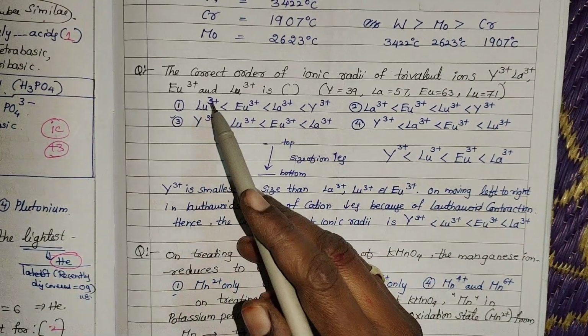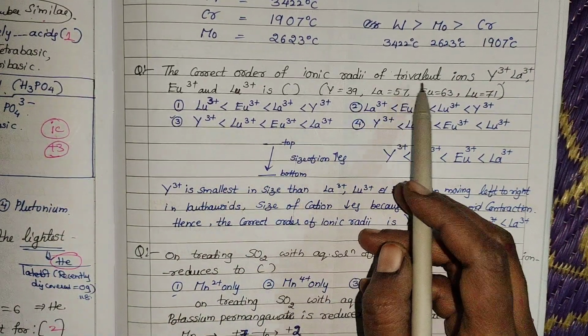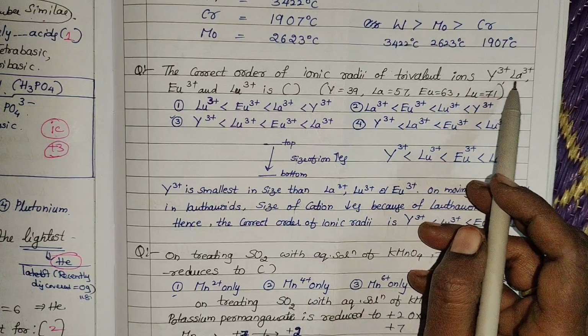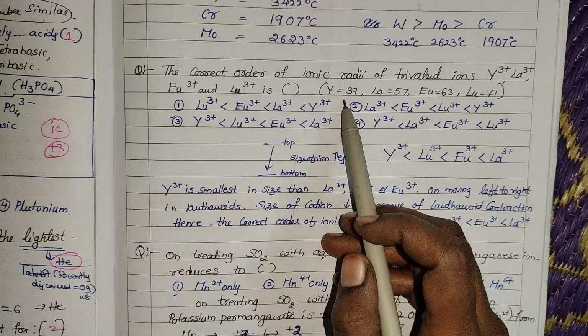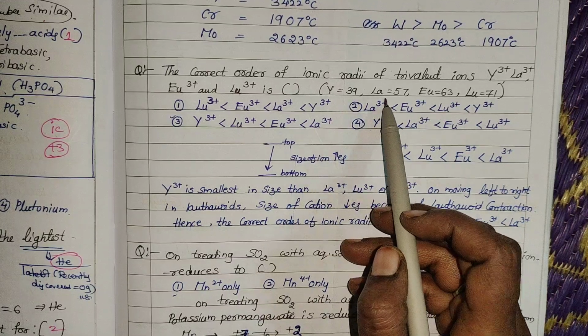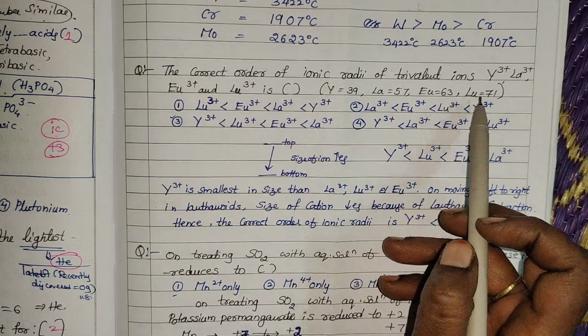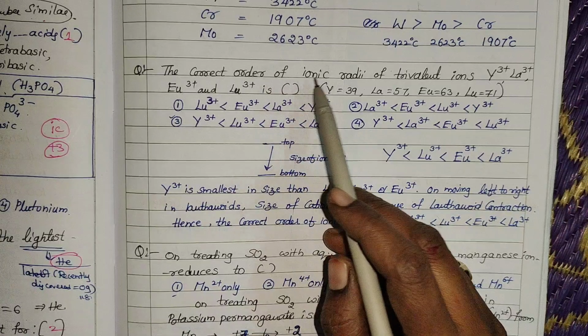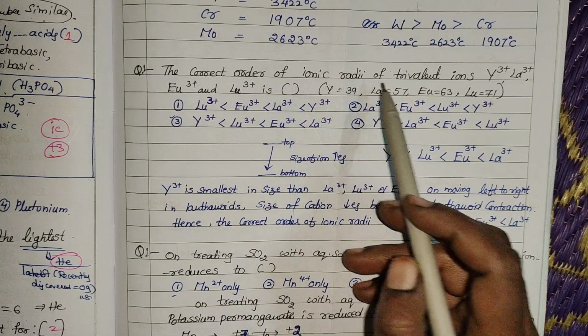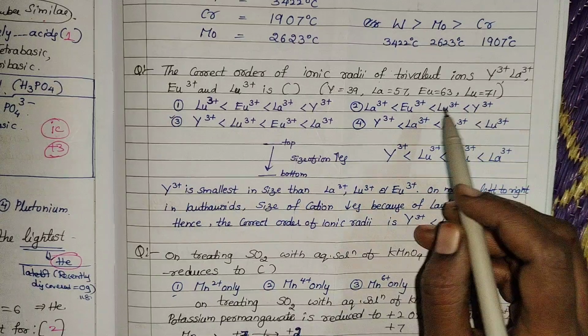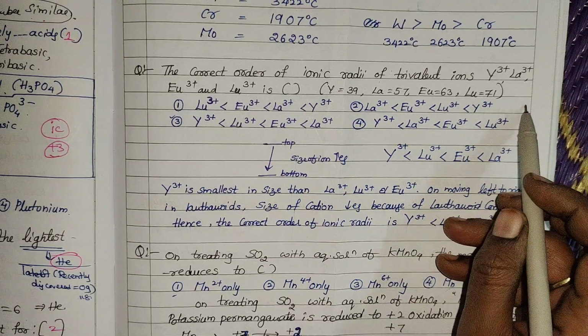Next question, the correct order of ionic radii of trivalent ions yttrium 3 plus, lanthanum 3 plus, europium 3 plus and lutetium 3 plus. In this, yttrium atomic number 39, lanthanum 57, europium 63, lutetium 71. We have to find the ionic radii. What is that, beta? Ionic radii is the distance from the center to the outermost of the shell. What is the distance we have to find?